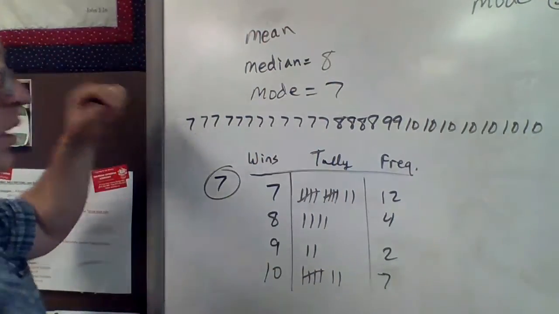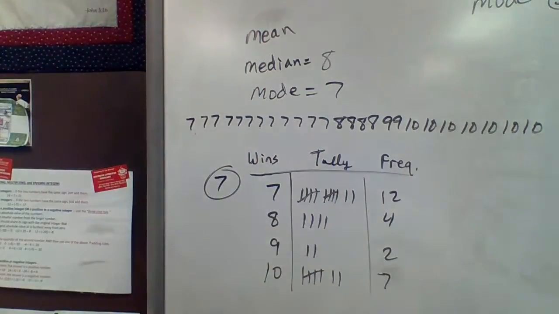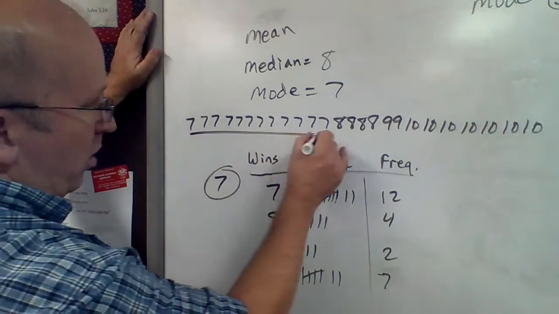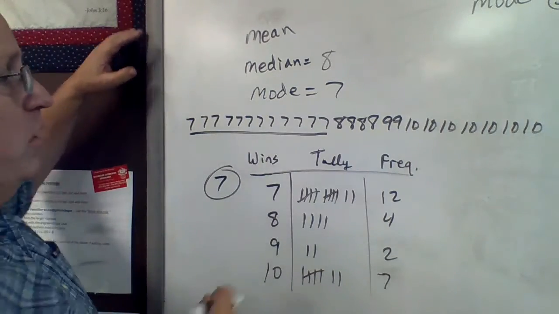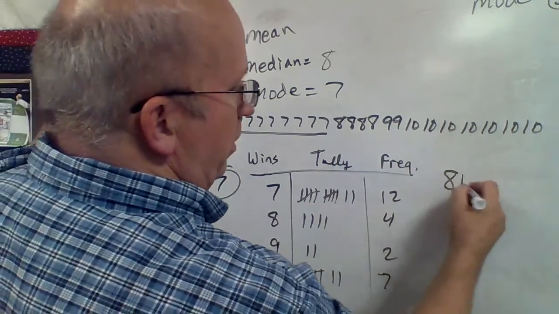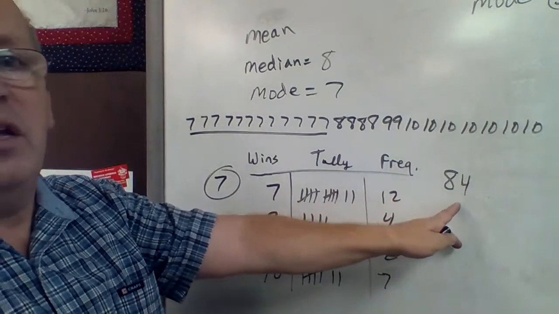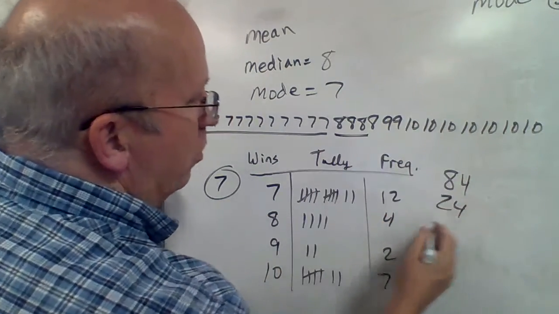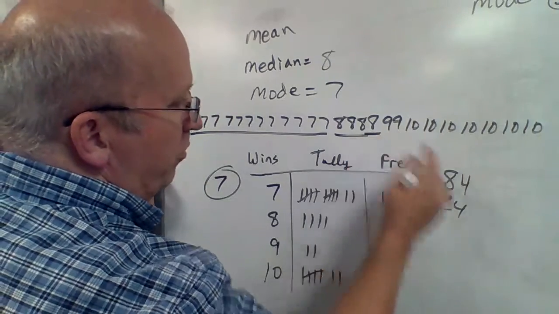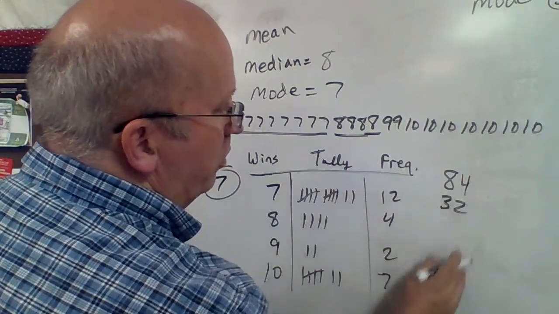We got to figure out the mean. That means adding up all of these numbers. Well, first of all, what if I knew that 12 groups of 7 is 84? Oh, you can't see that up there, can you? I'll write it here. 12 groups of 7 is 84. And then I know that 4 groups of 8 is 32.